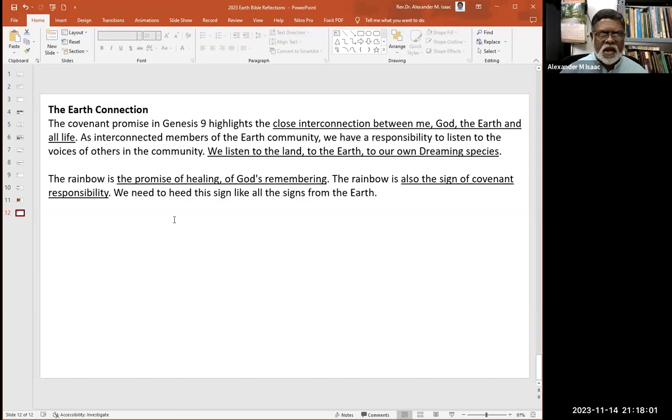To conclude, I would say the earth connection. The covenant promise in Genesis 9 highlights the close interconnection between all of us, God, the earth, and all life. As interconnected members of the earth community, we have a responsibility to listen to the voices of others in the community. Those voices include listening to the land, to the earth, to our own dreaming species, and all creatures. The rainbow is the promise of healing, of God's remembering. See, the violent, corrupt earth was healed with the covering of the waters and withdrawal of waters, again revealing scope for new life emerging, and God's remembering through the ark, the rainbow ark. The rainbow is also a sign of covenant responsibility. We need to heed this sign like all signs from the earth.